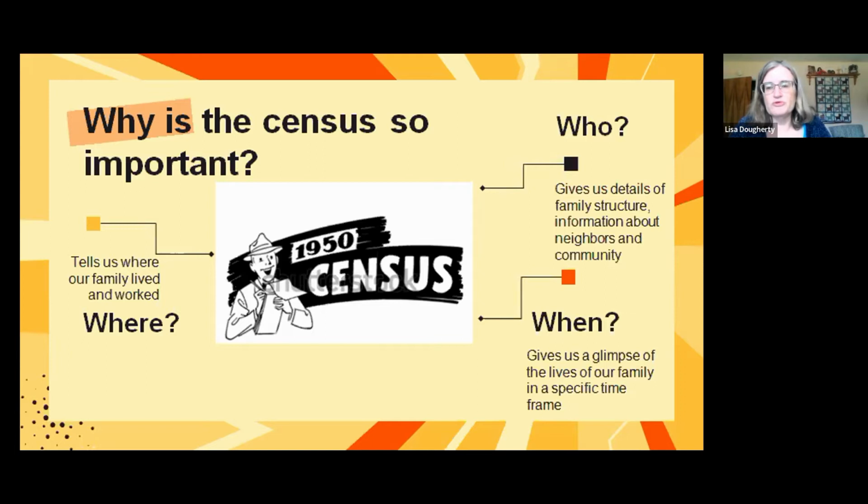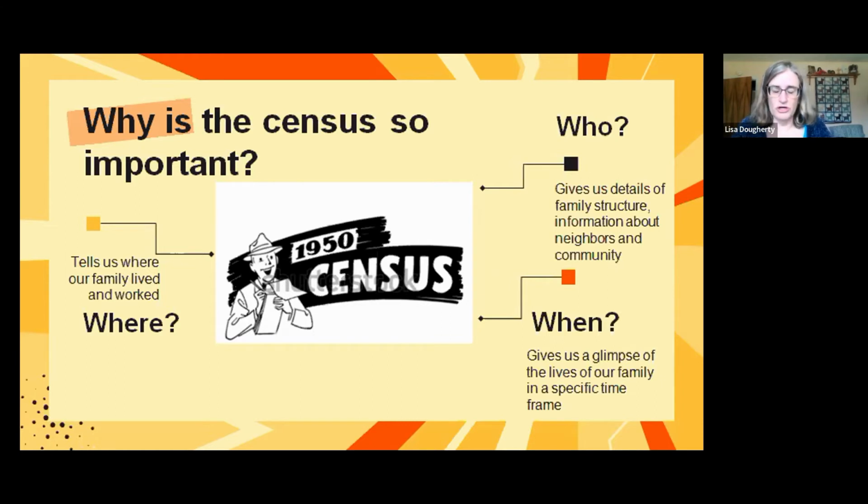Who, of course, it answers the who question by listing the members of a particular household. So census records will give you the household makeup. It will show you the head of the household. It will show you any spouses or children or any other people that are living in that particular household. And it will give you the relationship of that person to the head of the household.